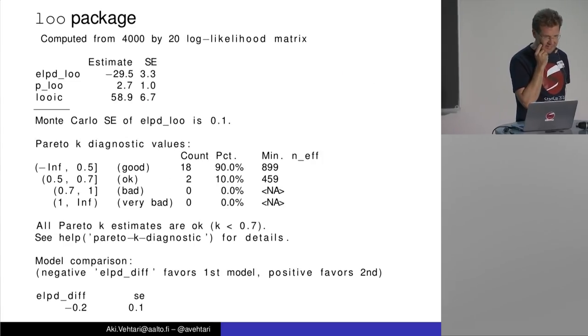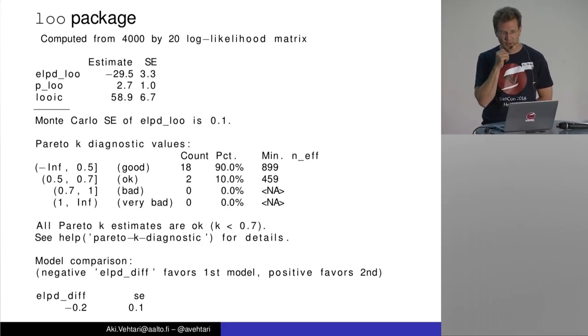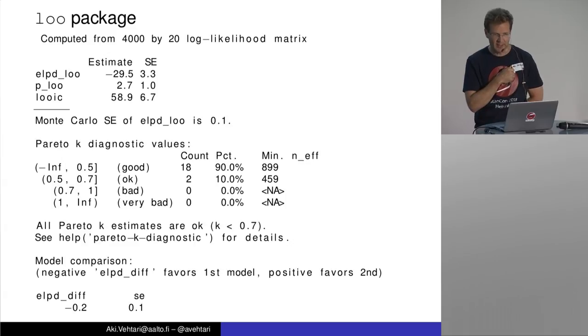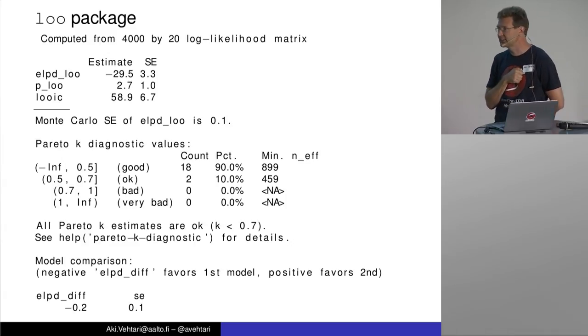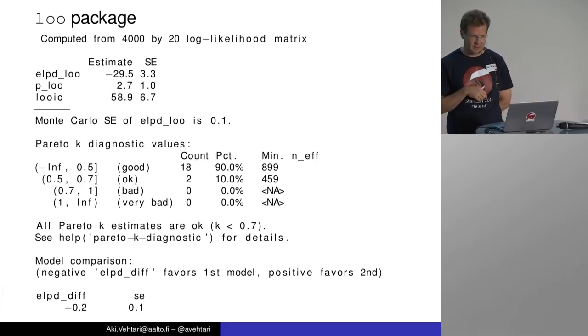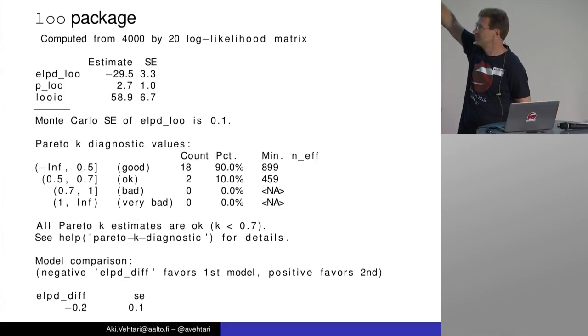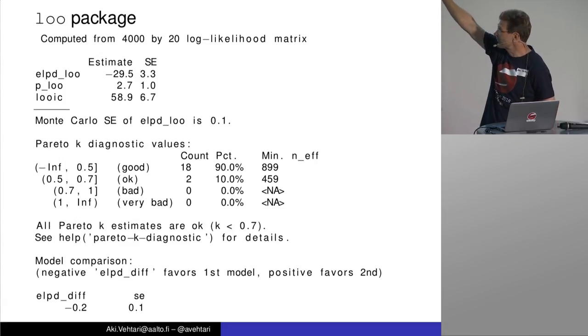In Stan, we often recommend to use leave-one-out cross-validation, and we have the loo package in R, and there is also at least some code for Python also. And I will explain then what these different numbers here are.